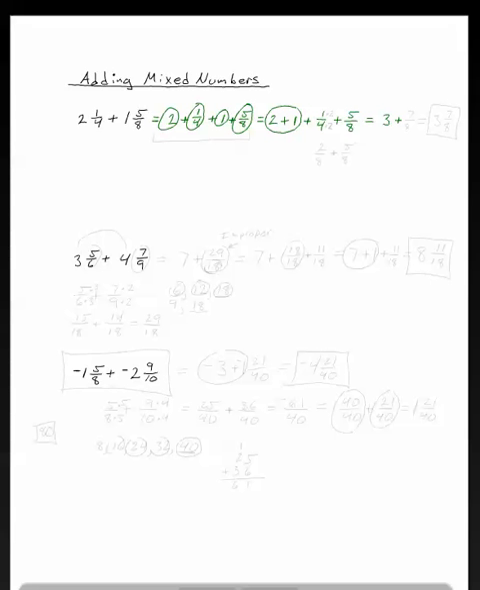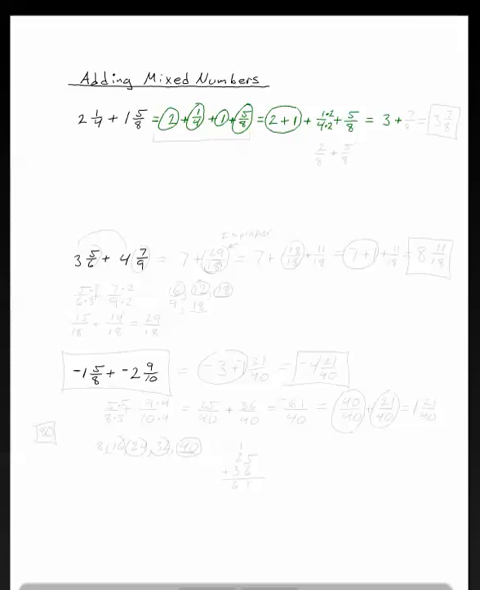plus. But the fractions, we need a common denominator. So the first thing we ask ourselves is we look at the smaller denominator, 4, and say, can we multiply 4 by anything to get 8? And we can. 4 times 2 is 8. Well, whatever we do to the denominator, we have to do to the numerator. So we have to multiply the numerator by 2 as well.